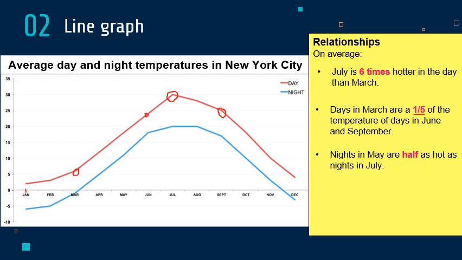Nights in May are half as hot as nights in July. So now I'm going to my blue line. I've got July here, which is 20, and May, it's 10. So I know that half of 20 is 10, so I can say nights in May are half as hot as in July, or I could say nights in May are twice as cool as they are in July, or I could also say July nights are twice as hot as they are in May. So again, I'm looking for these relationships, and they're usually based on multiplication and division.